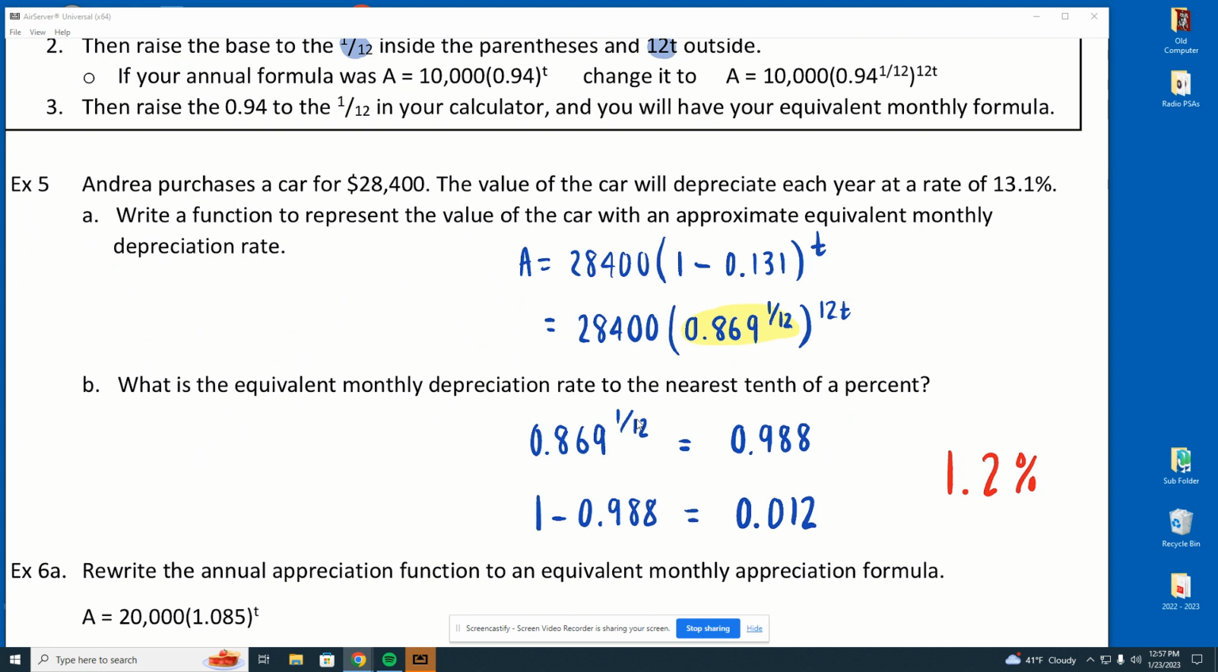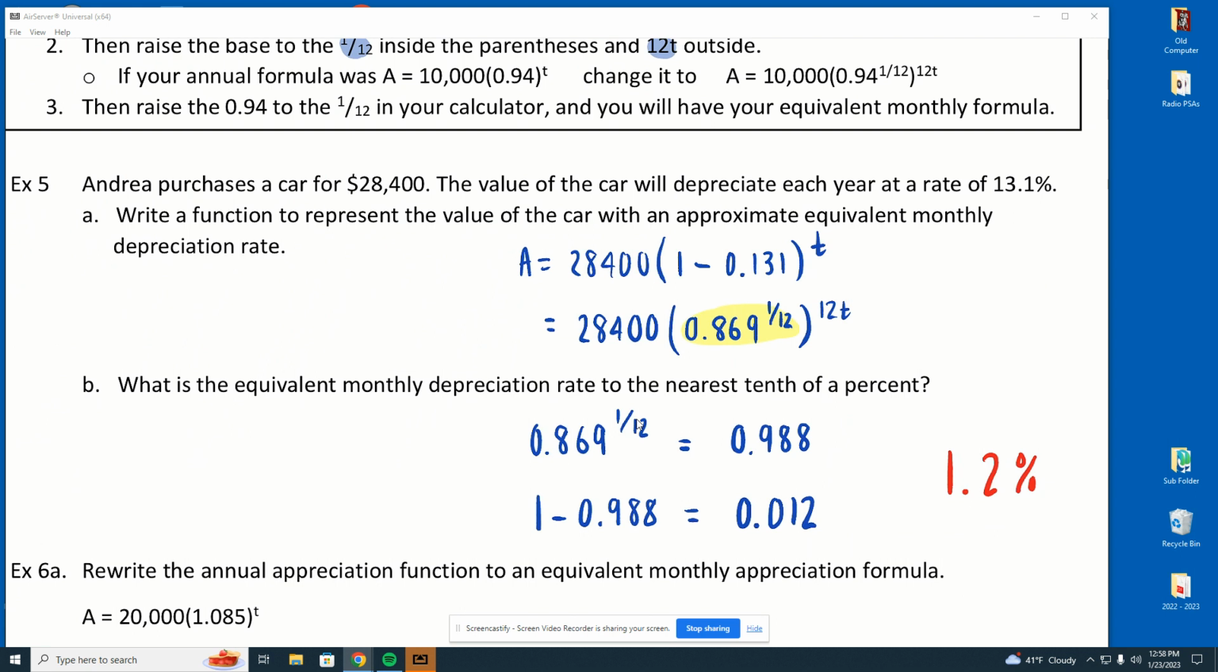Okay? Now I want you to do me a favor real quick. What's 13.1 divided by 12 in your calculator? How come those don't match? Because that's not how exponents work. I know that your yearly depreciation rate was 13.1. A lot of times people want to be like, well, can't I just take 13.1 and divide it by 12? No, because that's not how exponents work. That's why you have to raise it to the 1/12, and then of course it will work out correctly.